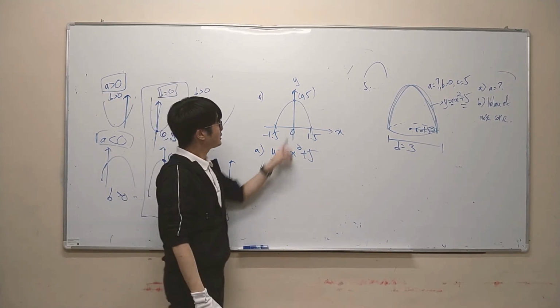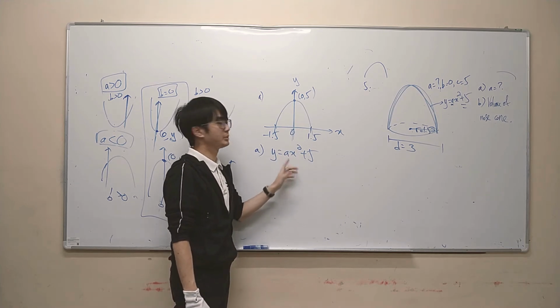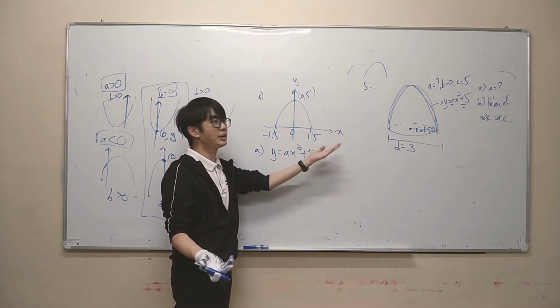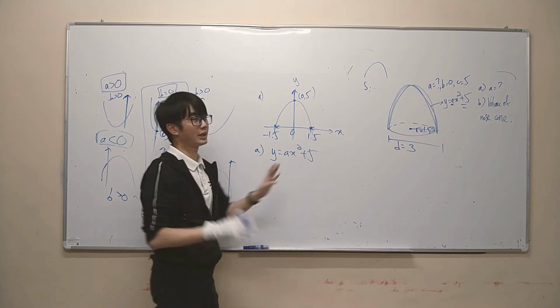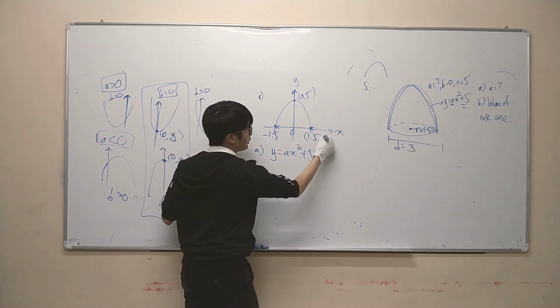So let's say (0, 5). Can you substitute it? You can, but you will not get the answer, because 0 squared is 0, and then 0 times a is 0. But I want to find a, so don't substitute this one. You can substitute this one or this one. Both give the same answer, right? Because they pass through, it is fine. So the point is (1.5, 0).